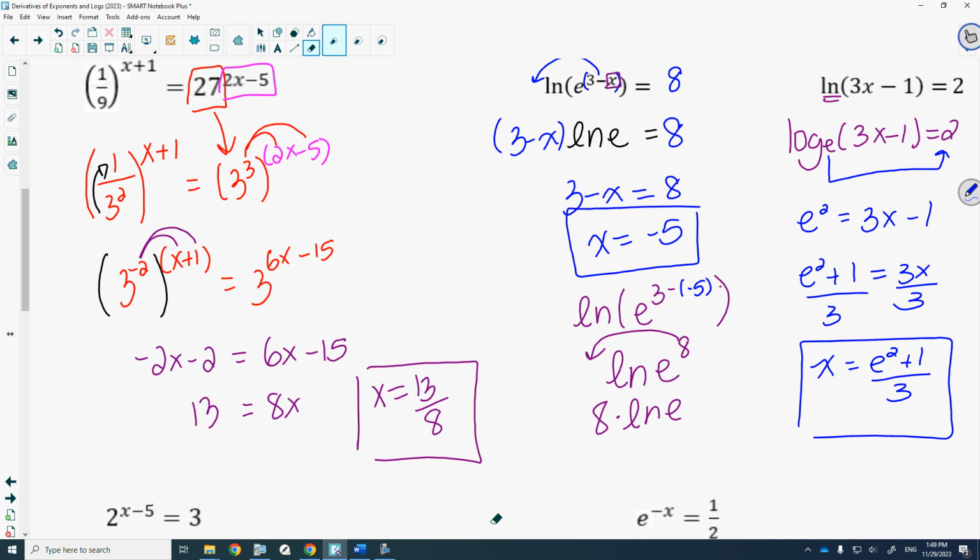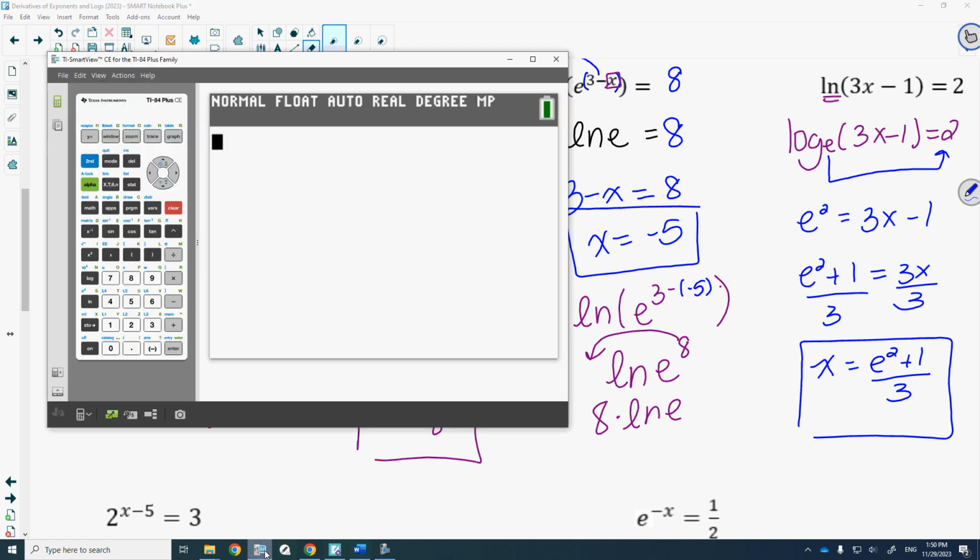Your calculator has an E button, and it has a natural log button, actually. So natural log button is right here, right? So natural log button is there. And then your E button would be this guy. So I'm just going to do open bracket.